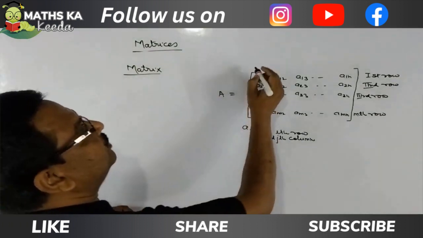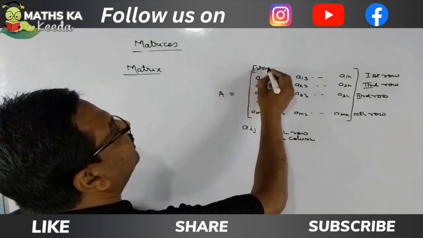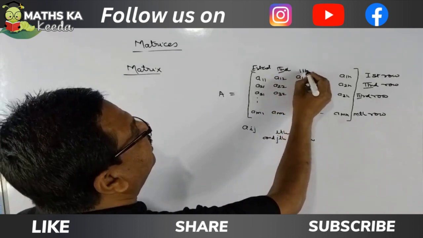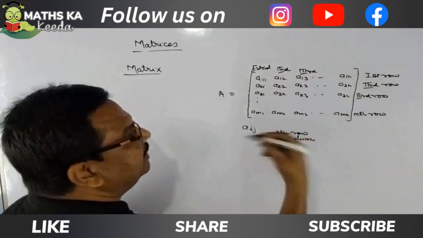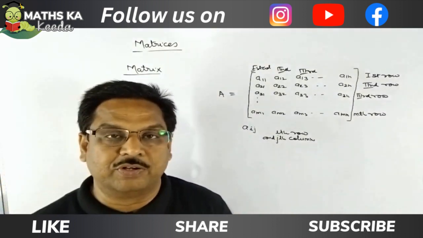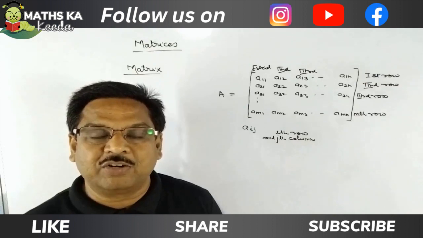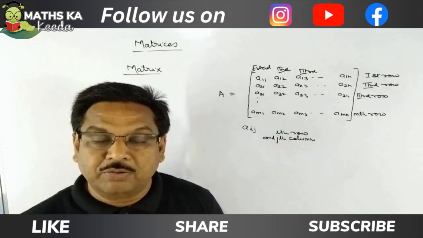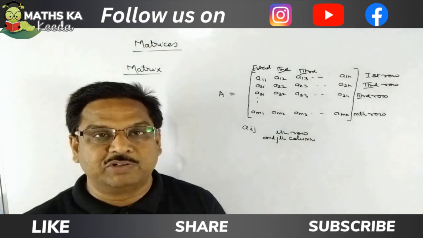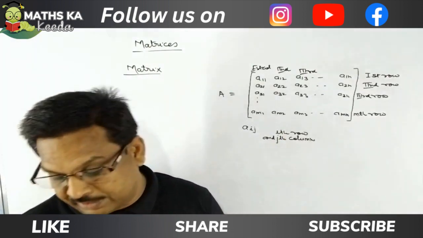This is the first column, this is your second column, and this is your third. So horizontal lines are called rows and vertical lines are called columns. Again, I am repeating, please don't read this as a11, a12 in the wrong way, because any element with two subscripts means the first number shows the row and the second number shows the column.